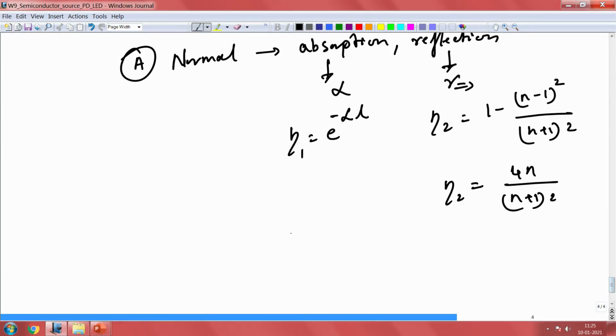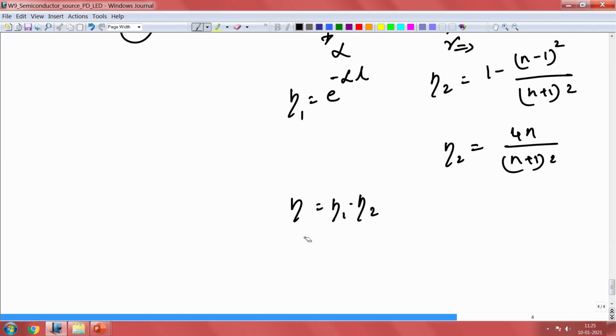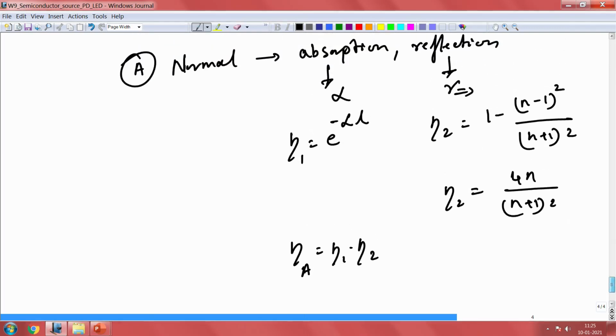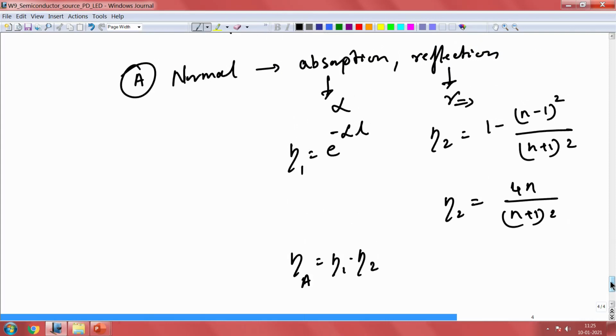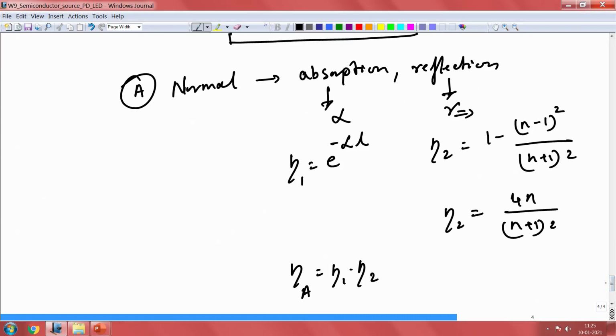So, now what is the total eta here? It is nothing but eta 1 times eta 2. So, this is your internal or total transmission for A. Just to give you an example, let us take a III-V material with refractive index n of 3.6, let us say. In this case eta 2 will be 0.68. So, you can imagine that the higher refractive index will create higher reflection.